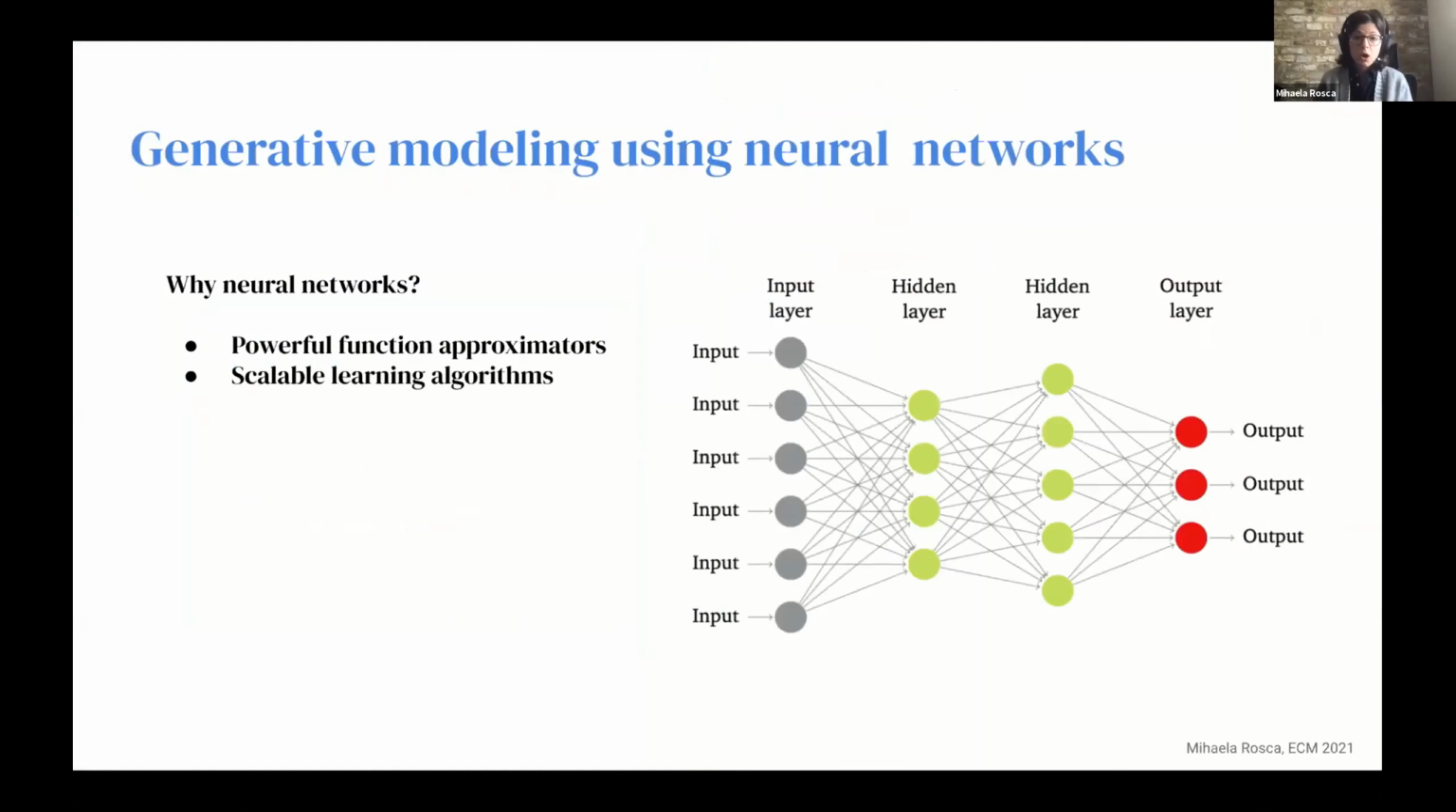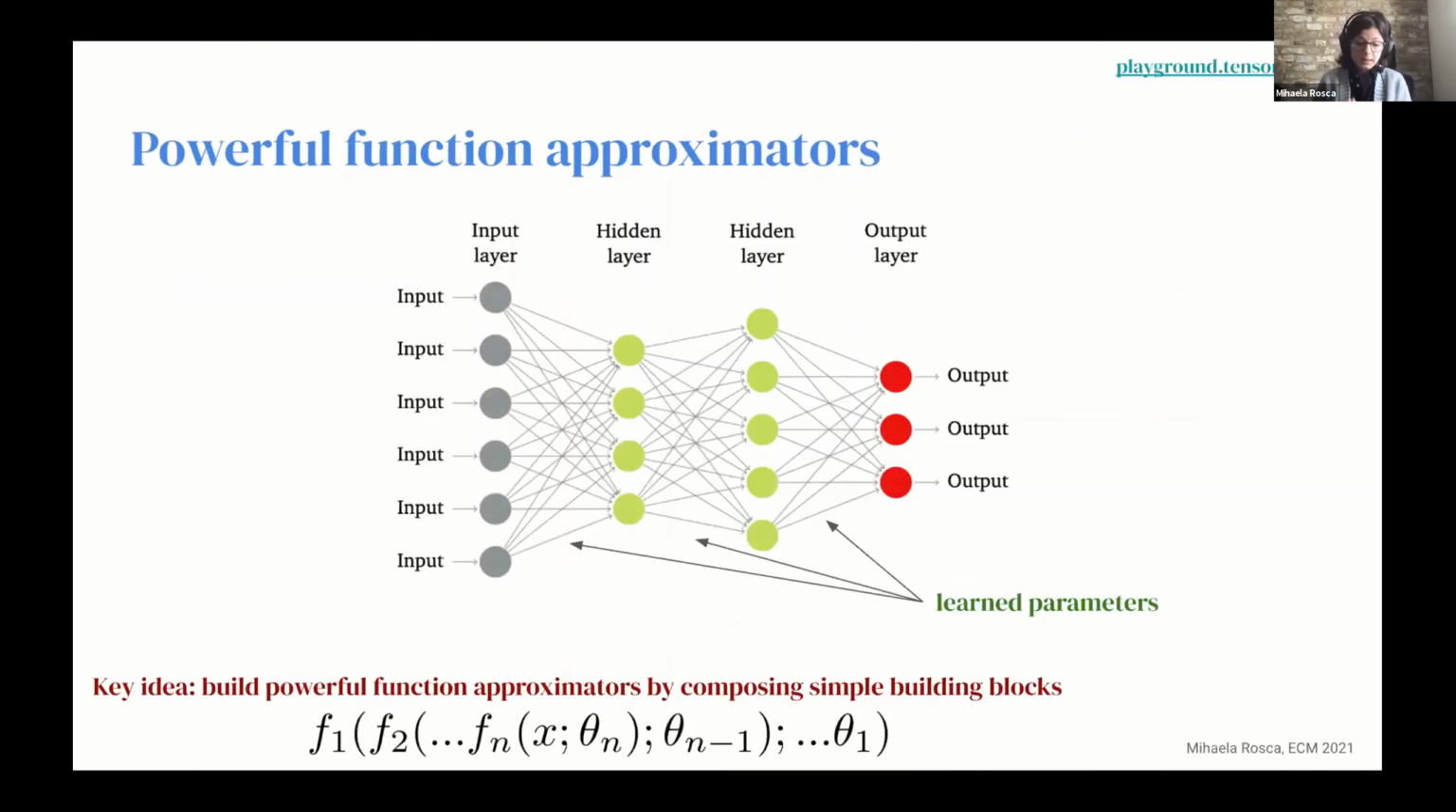Throughout the talk, I'm going to focus on doing this using neural networks. The reason for that is that neural networks are very powerful function approximators, and they can be learned using scalable learning algorithms. So what do I mean by that? Well, the idea of powerful function approximators using neural networks is actually quite simple, and it's an idea that we will see also in the context of probability distributions.